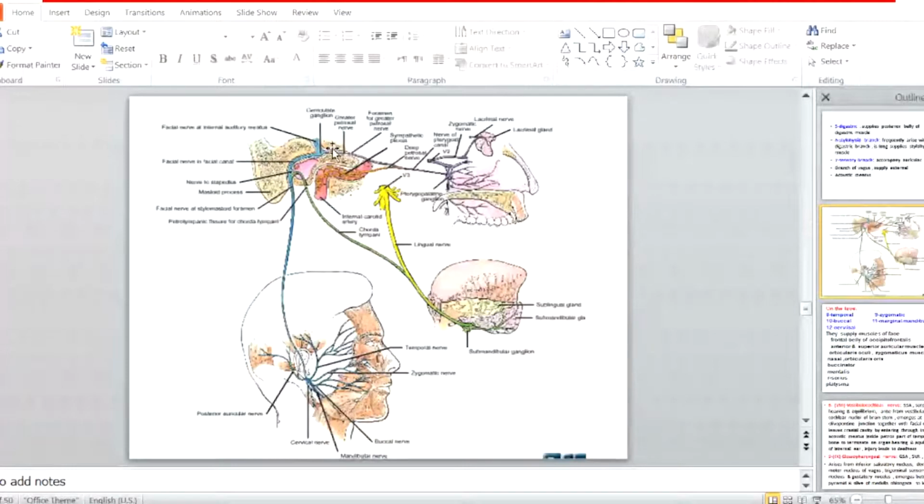Now, when the facial nerve becomes affected, this leads to pressure on the nerve, and this leads to weakness of all muscles of facial expression. If it is a severe injury, this leads to paralysis of facial muscles on one side. We call it facial palsy or facial paralysis.